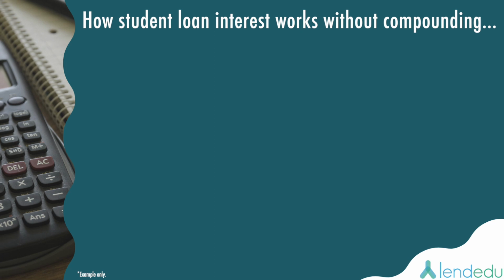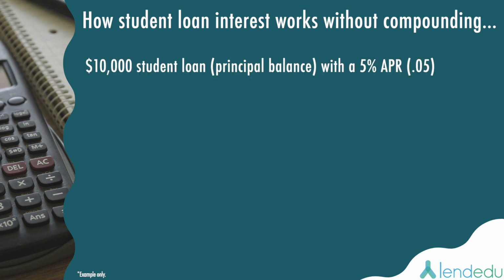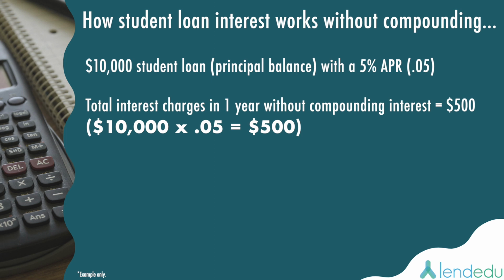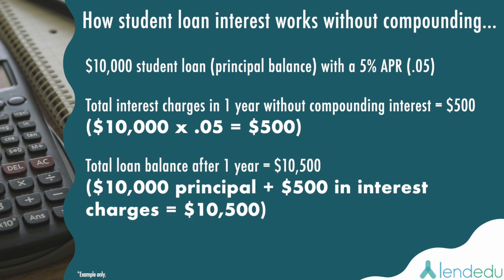Let's dive into some examples. First, an easy one without compounding interest, just so that you get an idea of how APR works. Let's say you take out a $10,000 student loan with a 5% APR. In a single year without compounding interest, you would have accrued $500 in interest because 10,000 times 0.05 equals $500. So with this example, your total loan balance ends up being $10,500 because interest costs of $500 were added to the $10,000 principal balance.